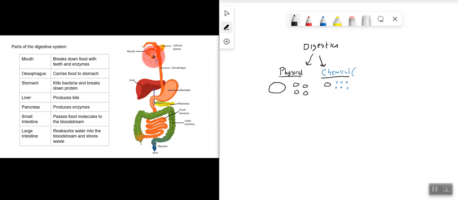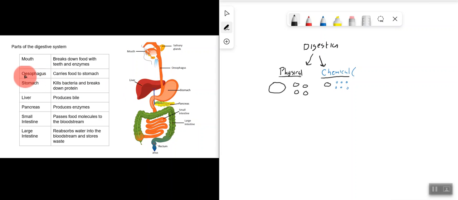In the mouth, you have physical digestion by the teeth breaking the food down, and then the salivary glands pump saliva into your mouth, and that saliva breaks down the food even more using enzymes. That's chemical digestion. Once it's chewed up enough, it can start to be transported down into the stomach for more digestion.